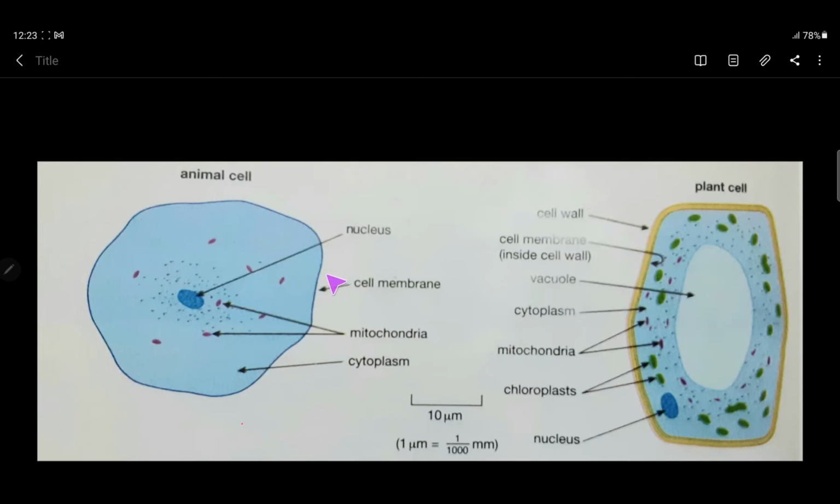But there are one-celled animals also. Organisms which consist of only one cell are called unicellular, like amoeba and paramecium. Multicellular, you know, the animals around us are all multicellular. Now we will see what we get inside of an animal cell and inside of a plant cell.